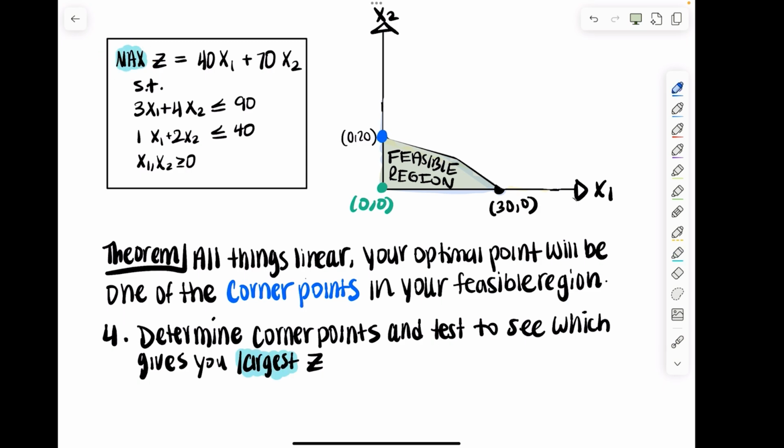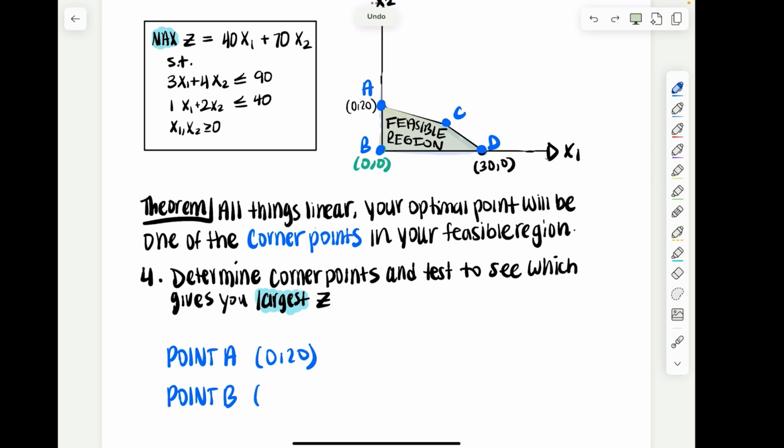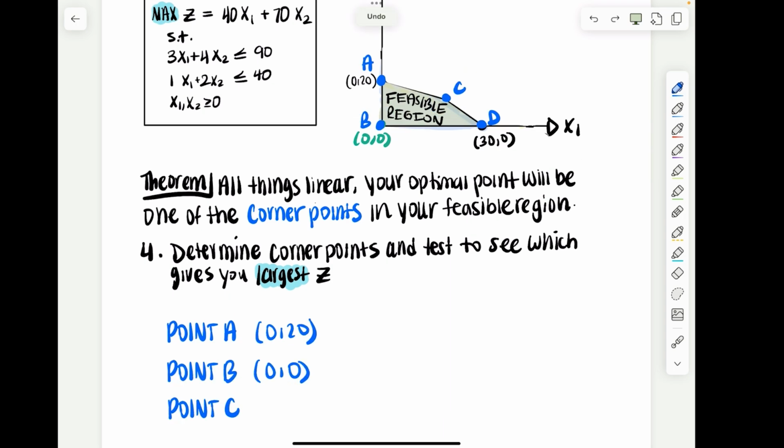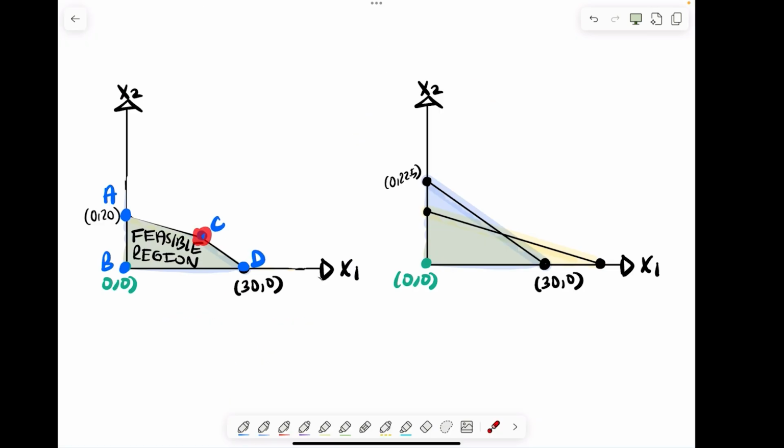So this is a corner point. I'm going to call this point A. We'll call this point B, point C, and point D. So point A is 0, 20, point B is 0, 0, point C we don't know yet, and point D is 30, 0. Now, how did we find point C? Because we need to find it. Well, if we go back to our original graph, this is point C, this is point C.